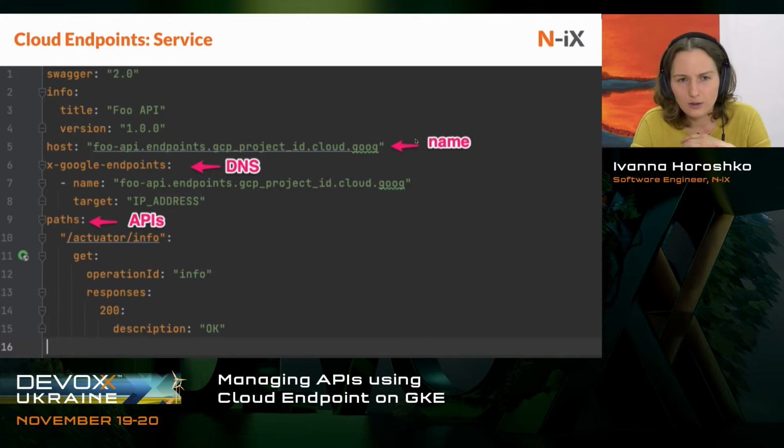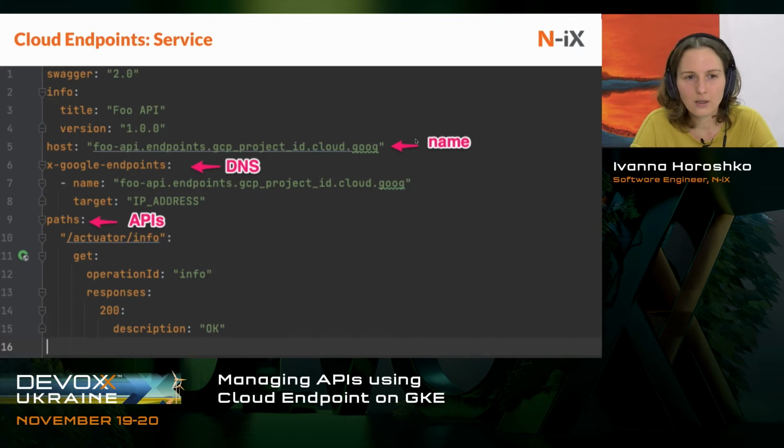Then the second part of the endpoint configuration is target. You have to specify the IP address of your API, so it knows where to route your requests. And the last part is paths. I didn't add much information here; I'm sure you've seen that before. As an example, as this is a Spring Boot application, I've put there actuator/info. We can see that this is a GET operation. We set the operation ID on it, and then we can also define the response codes available for that API.